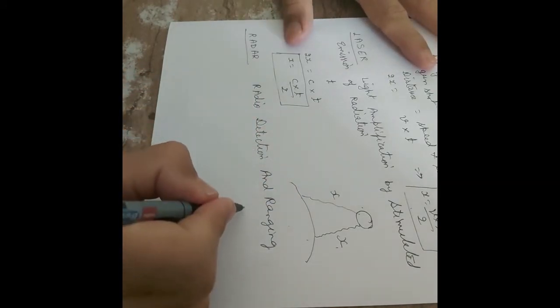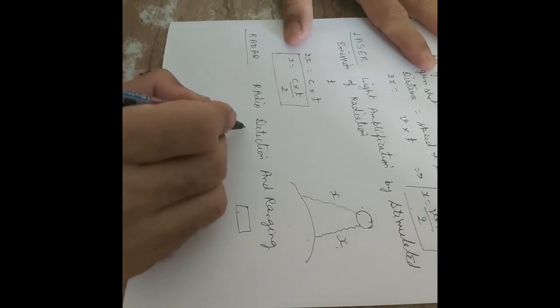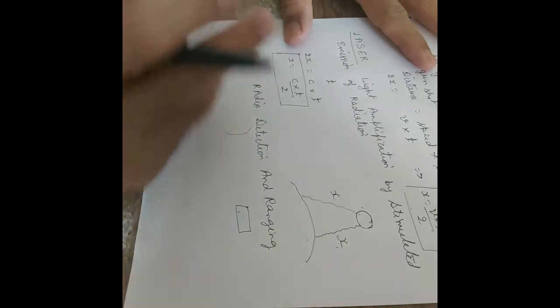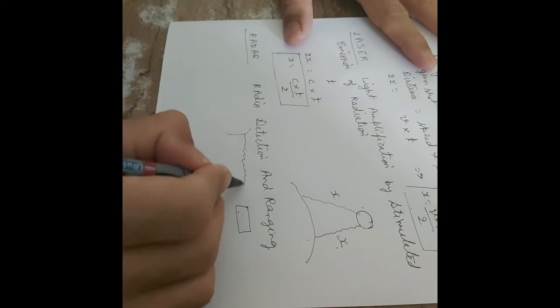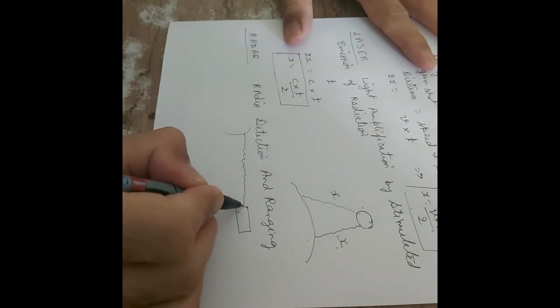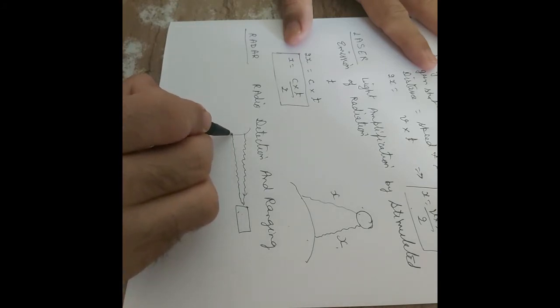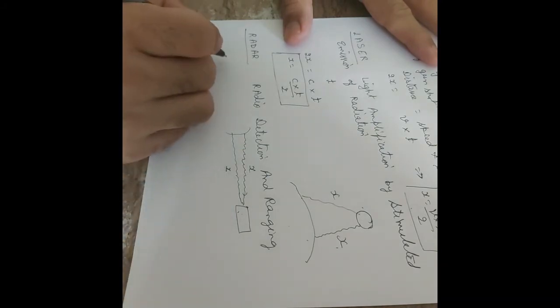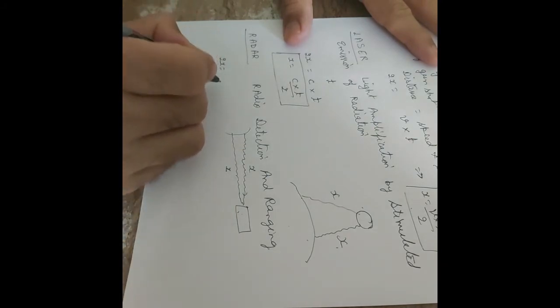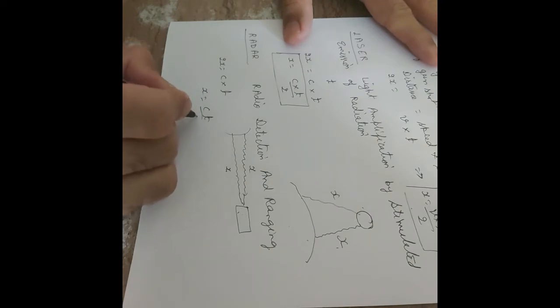Let us say this is an aeroplane and this is a radar station. The radar emits radio waves in all directions. One such radio wave is moving in this direction. If some object is there, it will be reflected back and detected by the radar. If this distance is x and this distance is x, then the total distance covered is 2x, equal to speed multiplied by time. So in this case x is equal to c multiplied by t by 2.